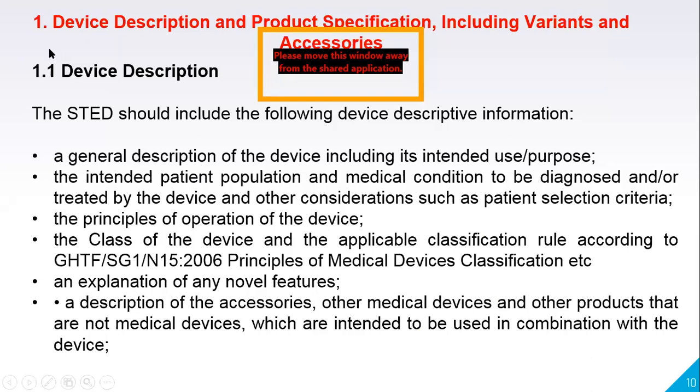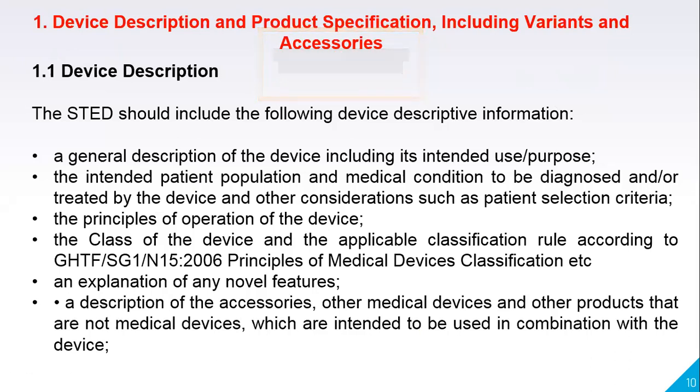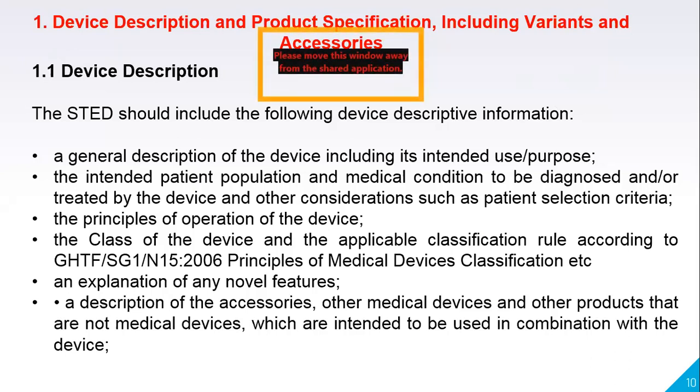The first component of this technical document, device description and the product specification, including variants and accessories. So STED first important section వచ్చేసి డివైస్ డిస్క్రిప్షన్ అండ్ ప్రొడక్ట్ స్పెసిఫికేషన్. కంపల్సరీగా మీ స్టేట్లో మీ ఏ డివైస్ అయితే మీరు అప్లై చేస్తున్నారో ఆ డివైస్ యొక్క డిస్క్రిప్షన్ కంపల్సరీగా ఉండాలి. దట్ ఈస్ ద డివైస్ డిస్క్రిప్షన్.